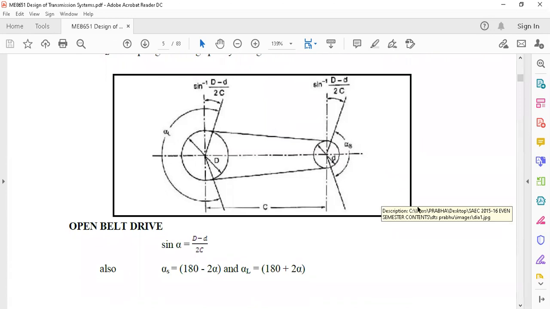Okay, for an open belt drive, sine alpha is equal to (D minus d) divided by 2c. That comes under alpha equal to 180 degrees minus 2 alpha. Okay, for a larger pulley, it is 180 plus 2 alpha. For a smaller pulley, the angle of contact is lesser. That is what we are calculating, that alpha is for the smaller one.